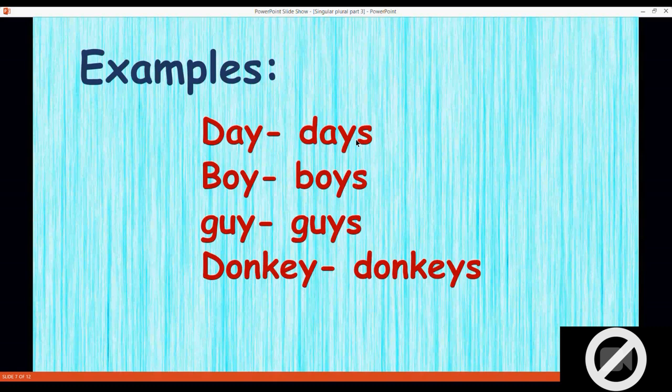Okay, so the word is day, and you can find a vowel before the letter Y. So you will add S at the end of the word to make it a plural.